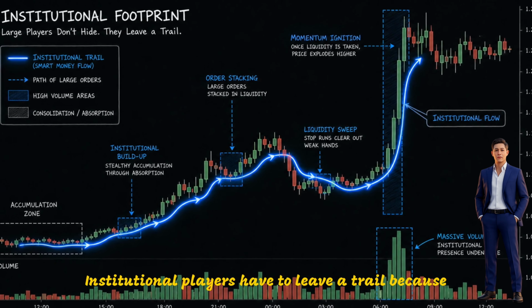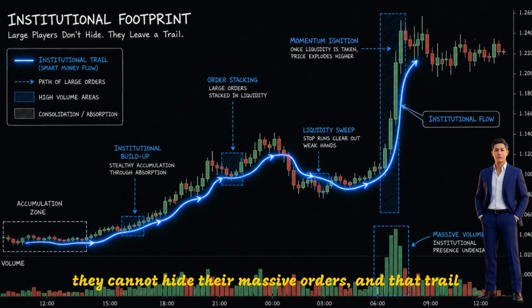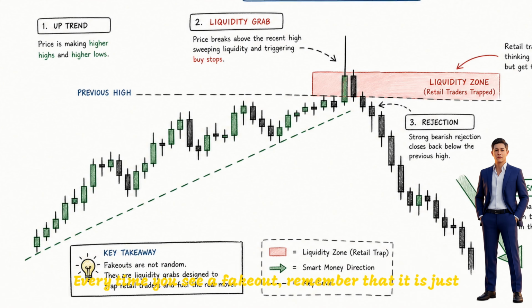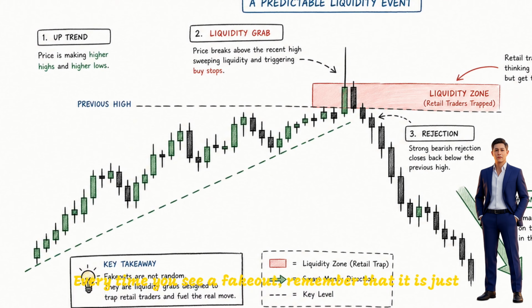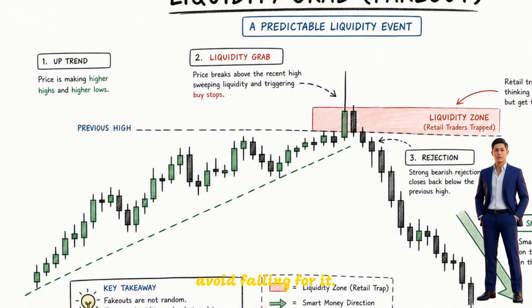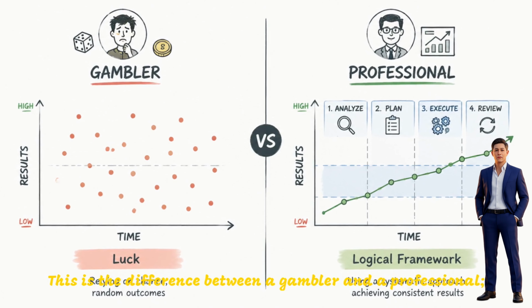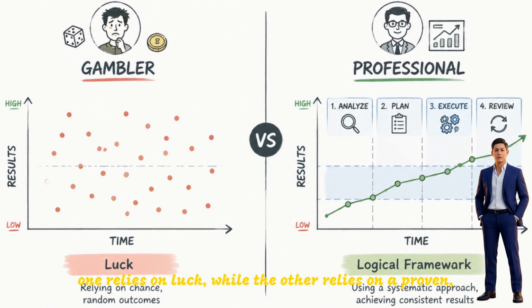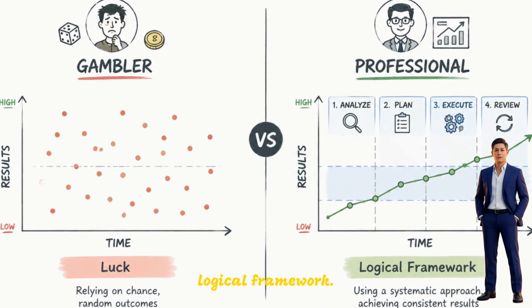Institutional players have to leave a trail because they cannot hide their massive orders, and that trail is exactly what you are tracking. Every time you see a fake out, remember that it is just a liquidity grab, and you now have the knowledge to avoid falling for it. This is the difference between a gambler and a professional. One relies on luck, while the other relies on a proven, logical framework.